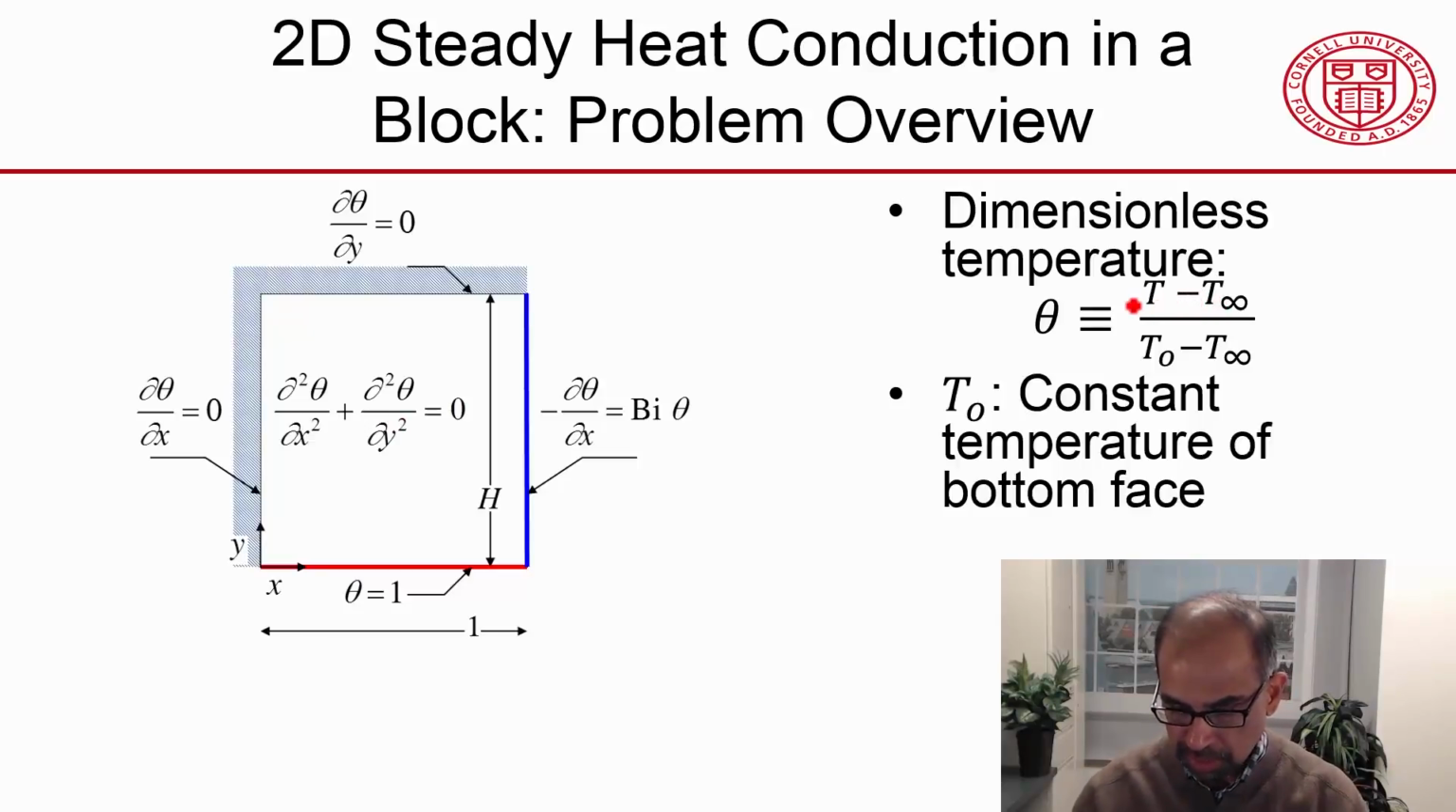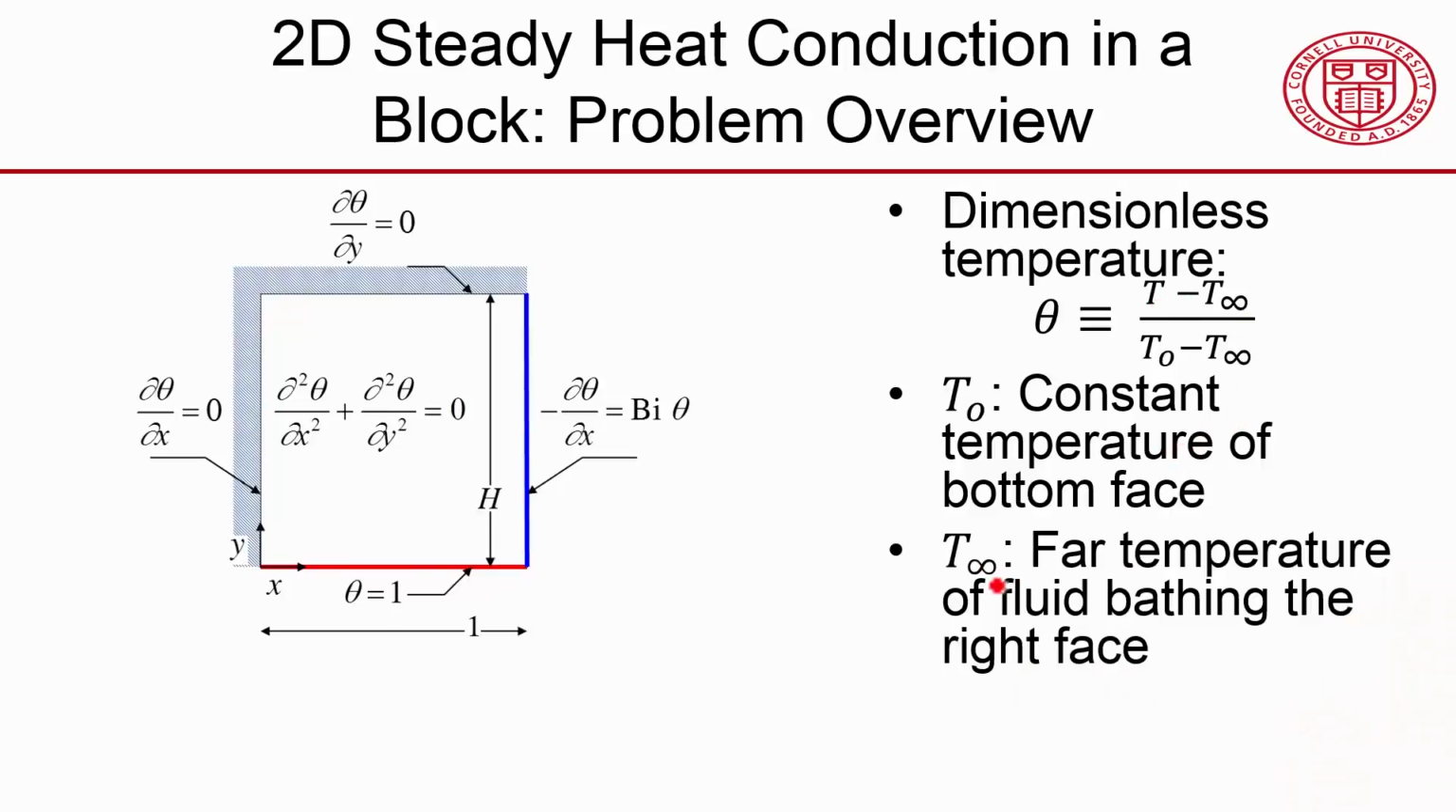So T0 here in the non-dimensionalization is the constant temperature of the bottom face. So it's the temperature at which you maintain that face. And T infinity is the far temperature of the fluid bathing the right face. So this face is exposed to fluid, and if you move far enough away from that face, you have some temperature for the fluid, and that's what that temperature is. So those are the two temperatures used in the non-dimensionalization.